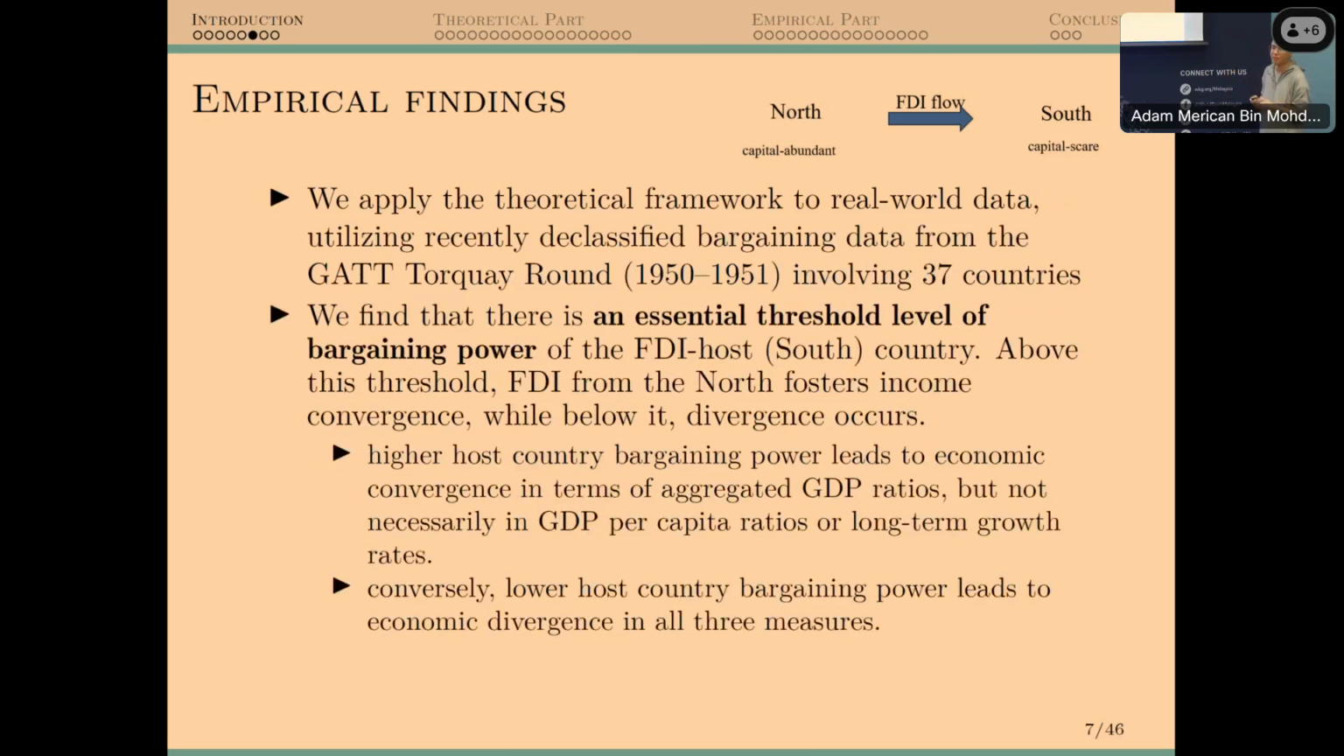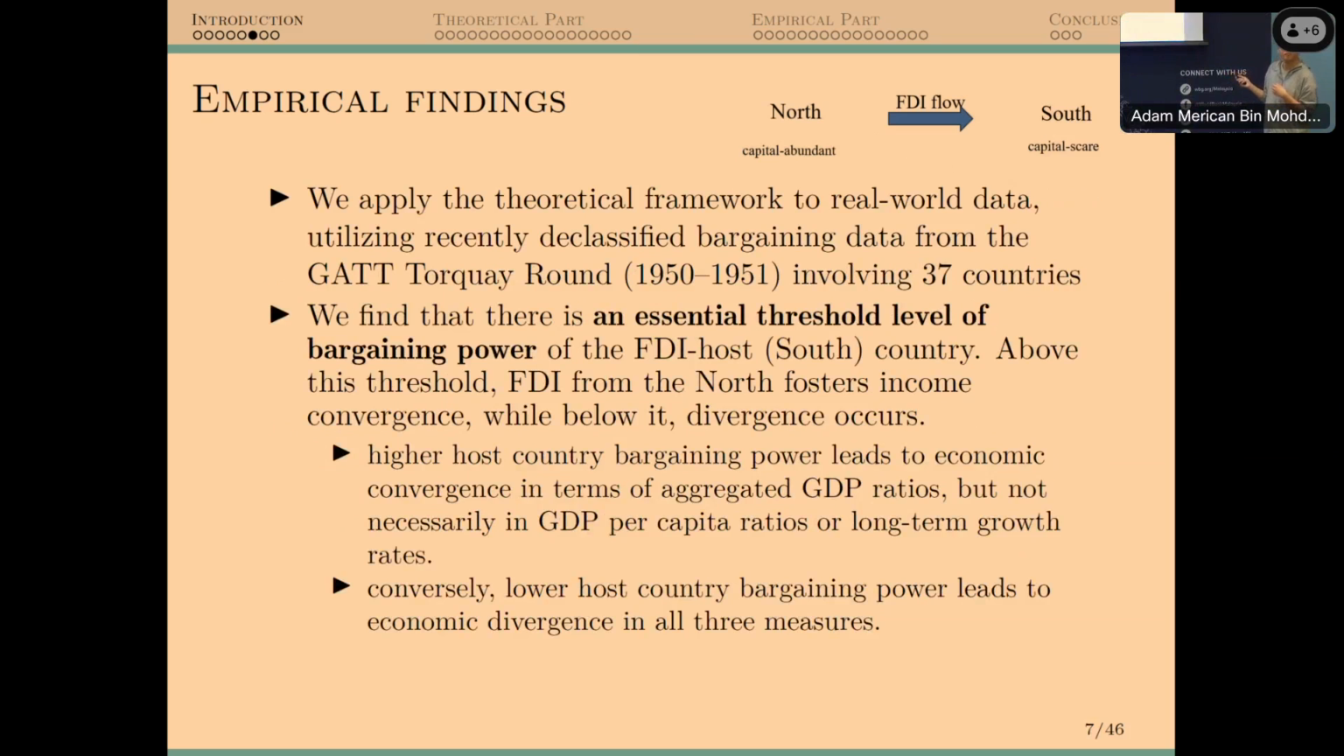And what is the proxy for this repatriation then? You mean the proxy for the bargaining power? Yeah, you could say so, for instance. Yeah, so I will go into details on how I constructed the bargaining power dummy variable, okay? So for the findings, any questions?